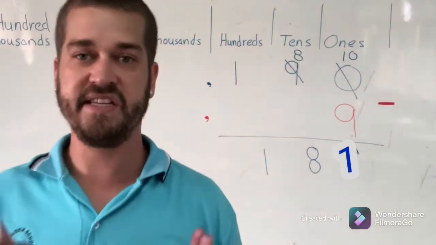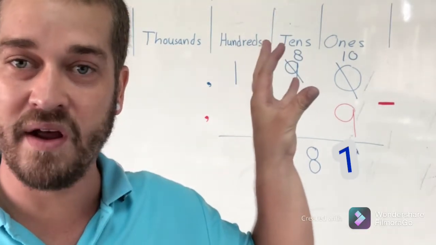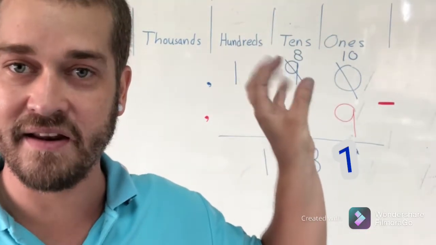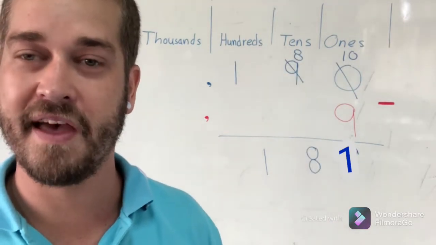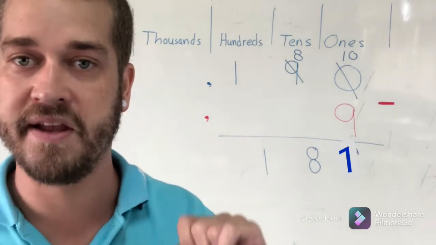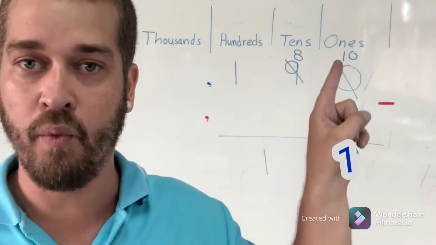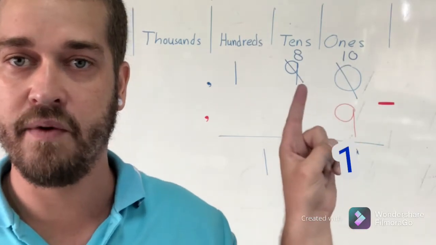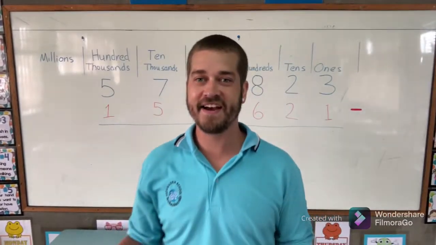So all I wanted you to see is that when we borrow, we take 10 ones from a 10 and make it into 10 ones. Hopefully that made it a little easier for you guys in your mind. But again, you can always just cross one out, add a 1, and then take away 1 from your next column. Okay? All right, guys, so here we go.